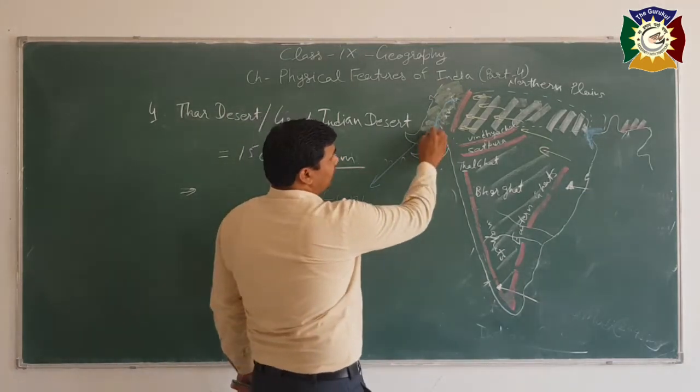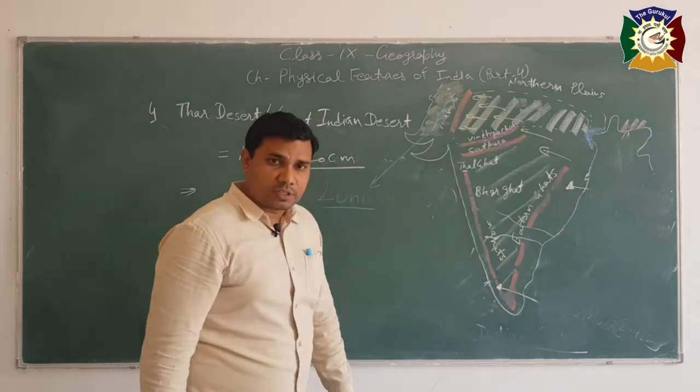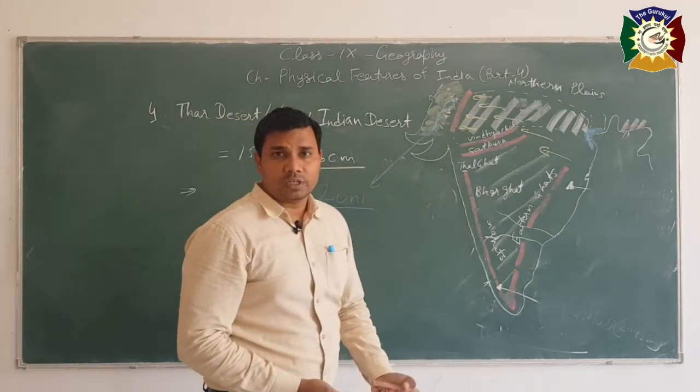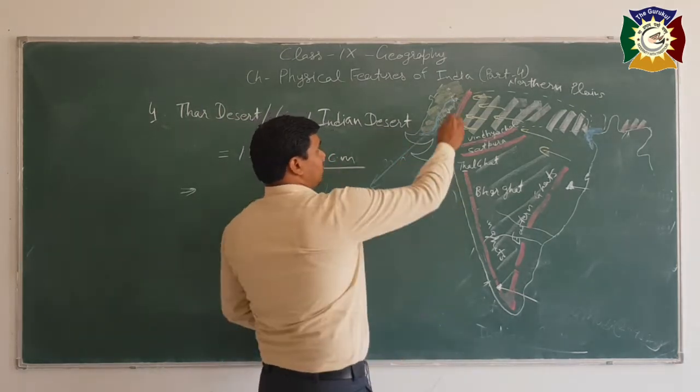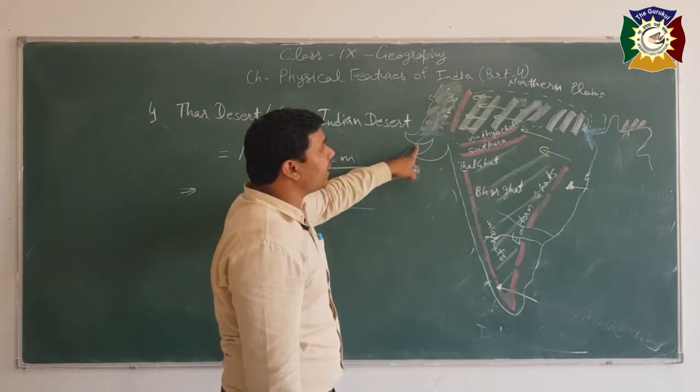Until here in the Kutch region, here is Kutch region. What is the speciality of this Kutch region? This is totally swampy and marshy area. So this river never reaches till the coastal areas.